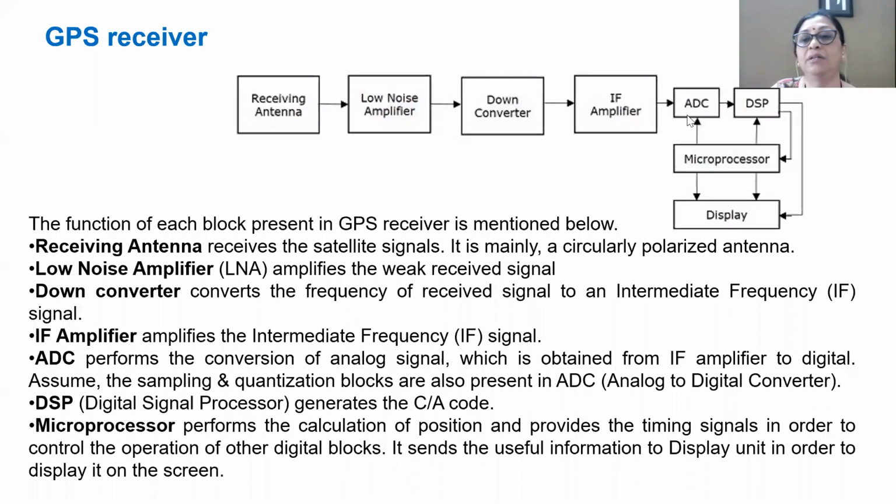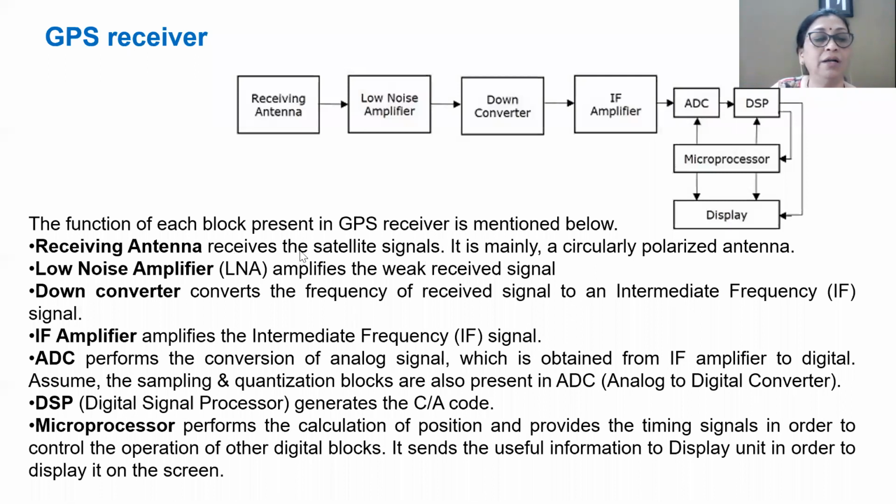After that, it is converted into digital with the help of an analog to digital converter, and this digital signal is applied to the digital signal processor and microprocessor. So here computations are done, and the result of the computations will be displayed on the display provided in your receiver. Okay, so the function of the receiving antenna is to receive the satellite signal.